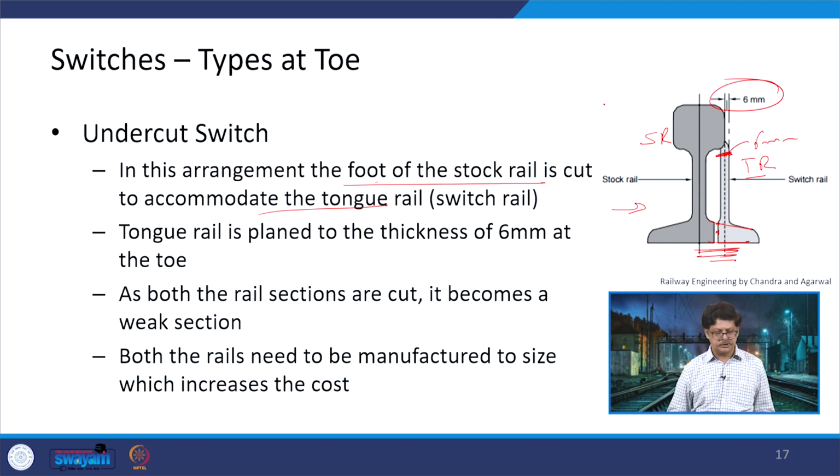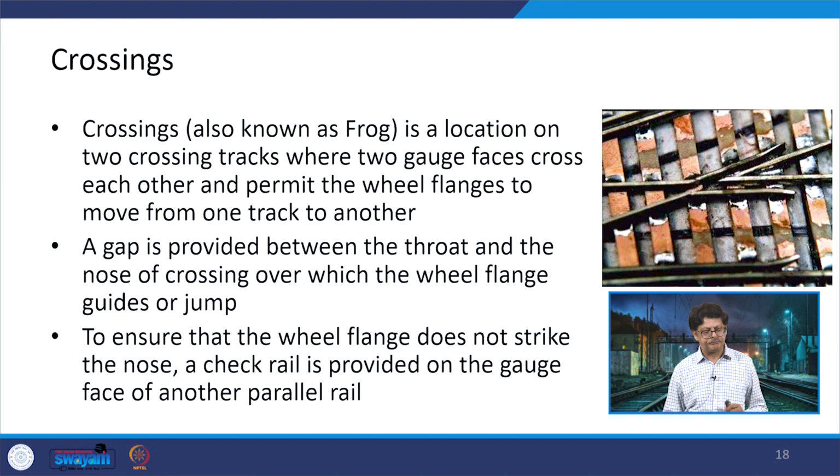as being shown at the top. Both the rail sections are cut and therefore this is a weak section, and both the rails need to be manufactured to size so that they can be used at site to create this point and switch. Previously we were talking about the manufacturing of the tongue rail only, but now this also has to be done and brought to the site. So, this increases the work, this increases the cost.